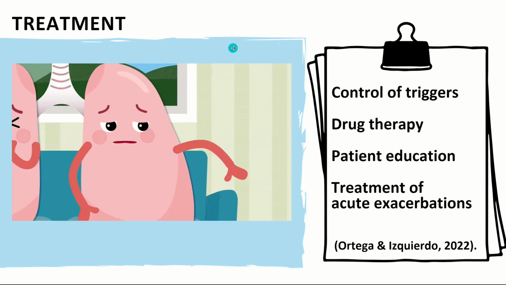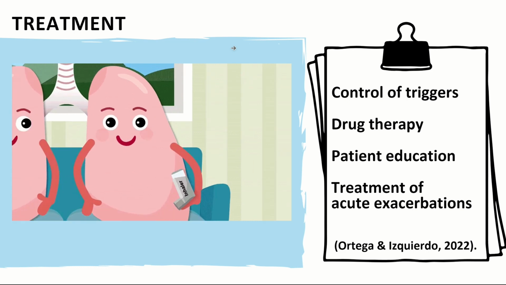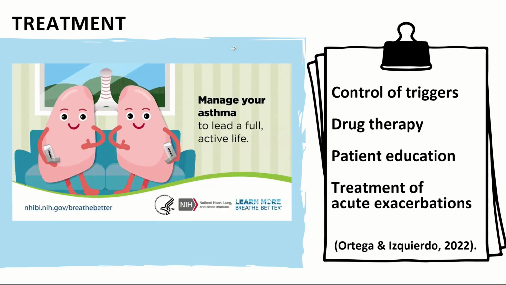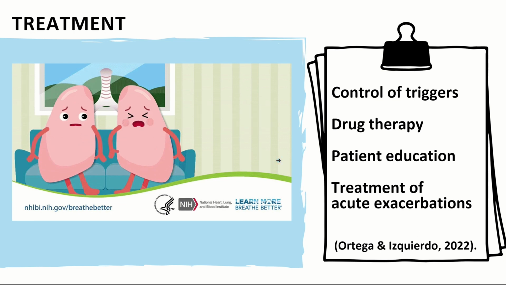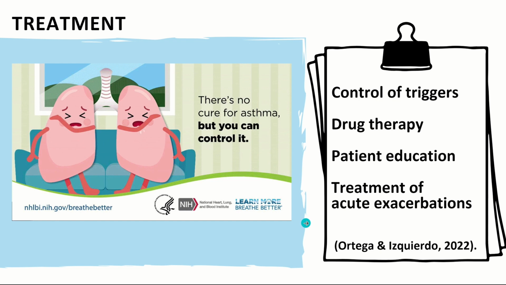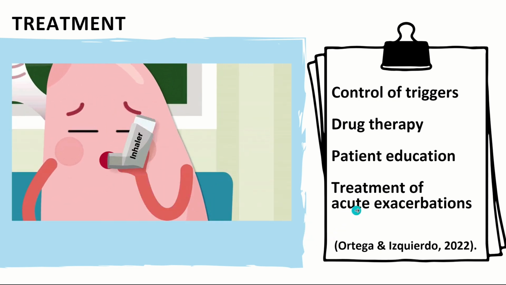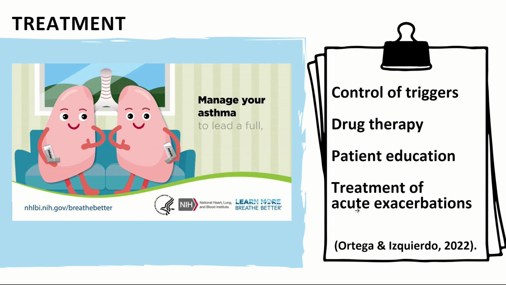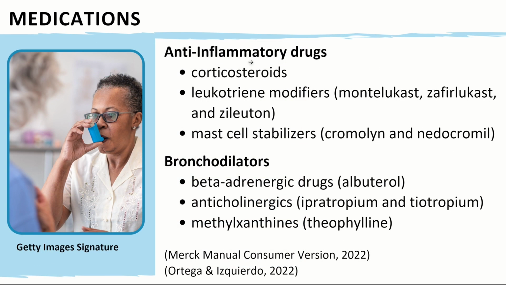As you can see in this message from the National Heart, Lung, and Blood Institute, there is no cure for asthma, but it can be controlled through treatment. The treatment of asthma typically focuses on the control of triggers, drug therapy, patient education, and treatment of acute exacerbations. Drug therapy is centered on two classifications of drugs: anti-inflammatory drugs and bronchodilators. Anti-inflammatory drugs can include corticosteroids, leukotriene modifiers, and mast cell stabilizers.